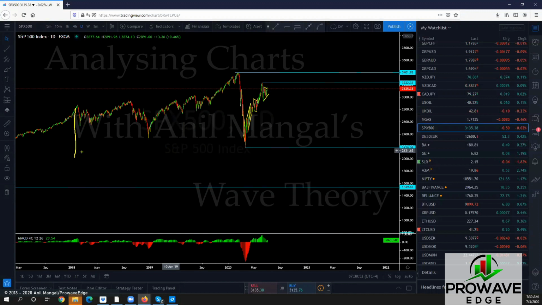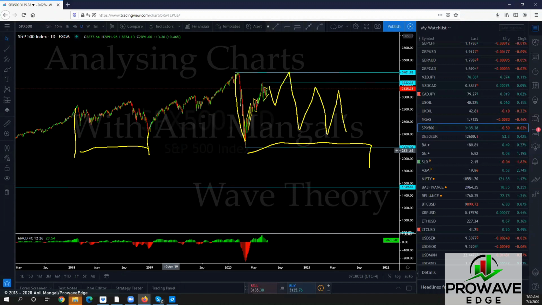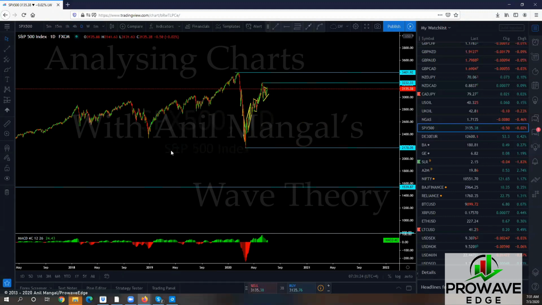The last lower degree correction was this much. So if this is a higher degree correction, time-wise it should be a long time. If you have a sharp impulse down, the idea is that the correction is going to be very long, drawn out before you come back, test the low, and then go. So the S&P 500 will make new highs, but not so fast. That will take a couple of years to happen, so we will be trading for a couple of years within this.